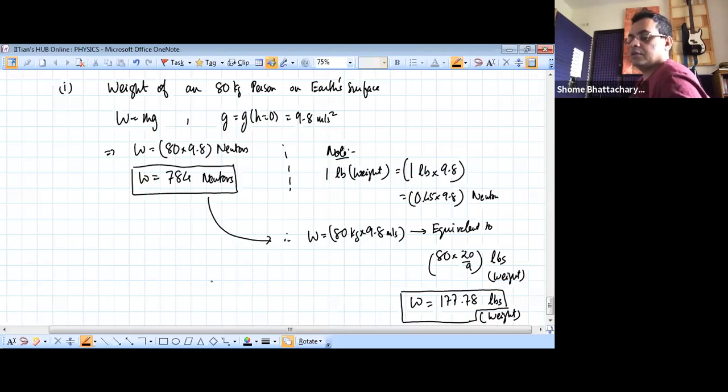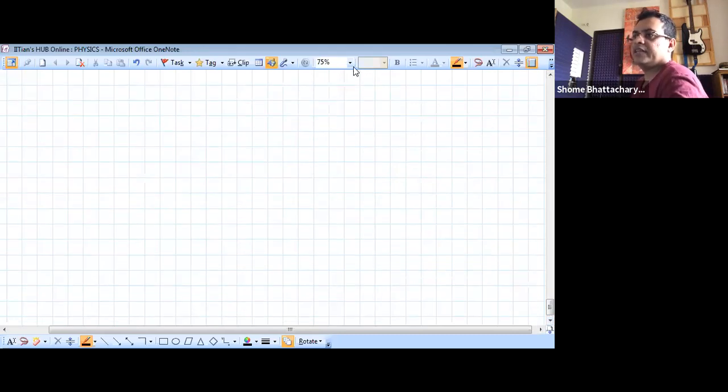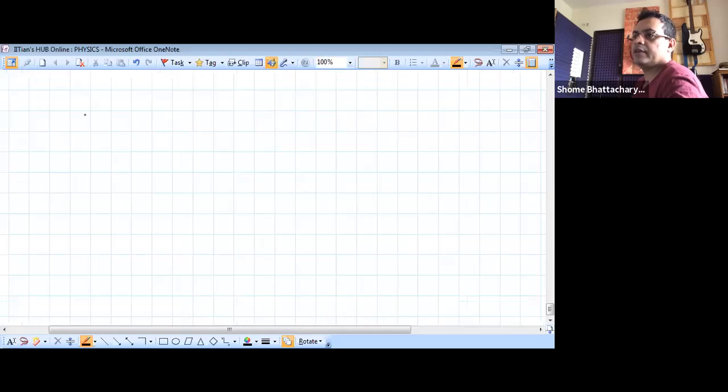Now in the second part, we have to find the weight of the man in newtons at a height of 300 kilometers above the Earth's surface. And what is the mass of the person at that height? What we have to understand is mass is independent of height. It is the weight which is varying because acceleration due to gravity is varying.